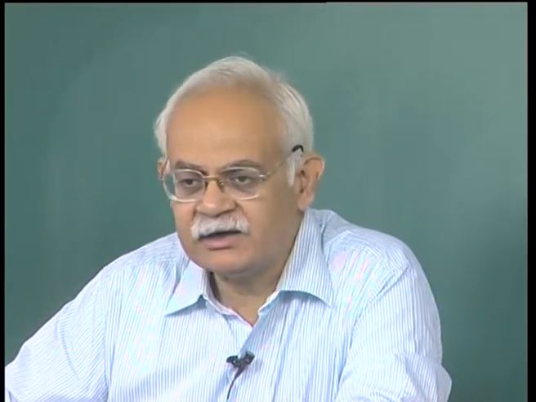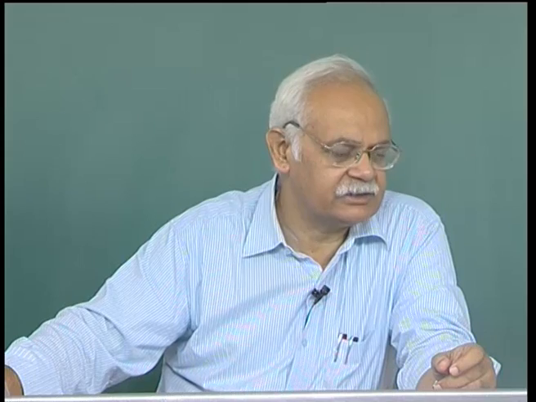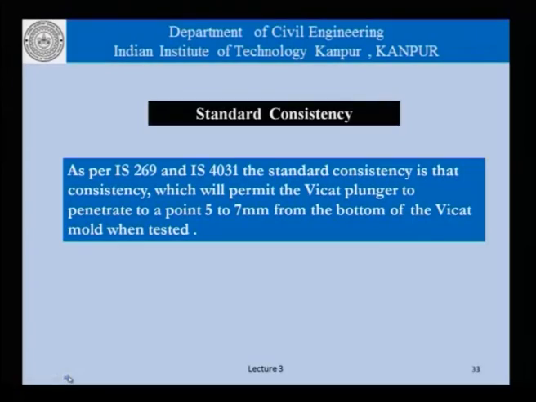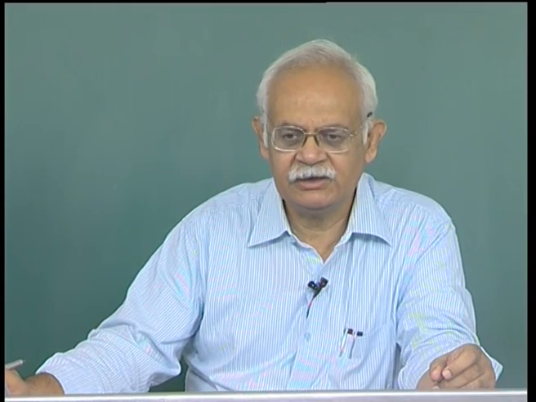It could vary with the shapes of cement particles. It will vary with the fineness of the cement particles, and so on. So, for the same cement, depending on fineness and other things, we could have different standard consistencies, and that is something which concrete engineers must be aware of. As a matter of definition, standard consistency, as far as Indian standards is concerned, is defined as that consistency which will permit the Vicat plunger to penetrate to 5 to 7 mm from the bottom of the Vicat mould when tested. We will look at the Vicat mould and the testing procedure a little later.